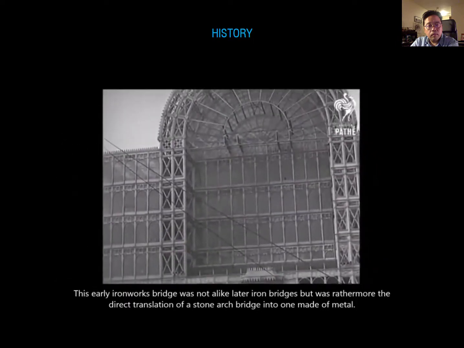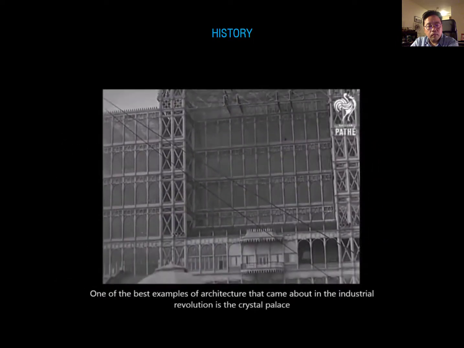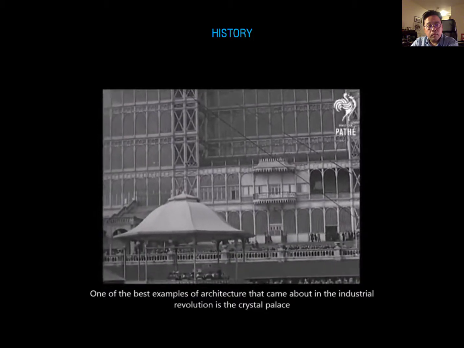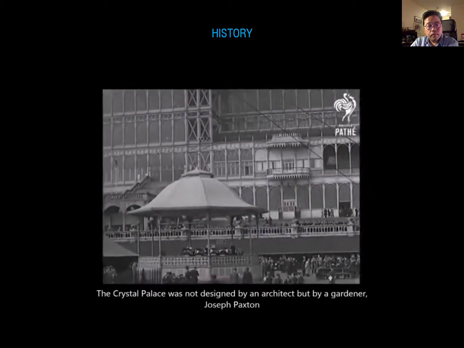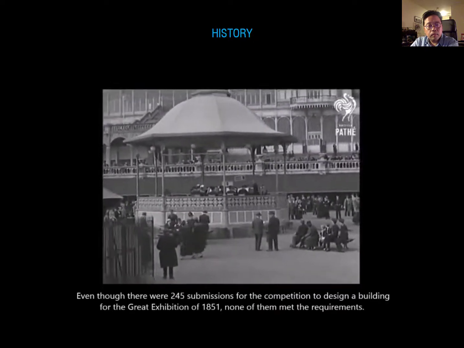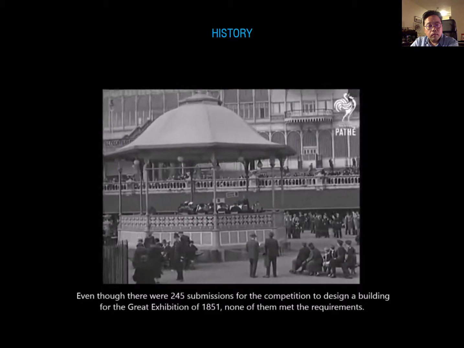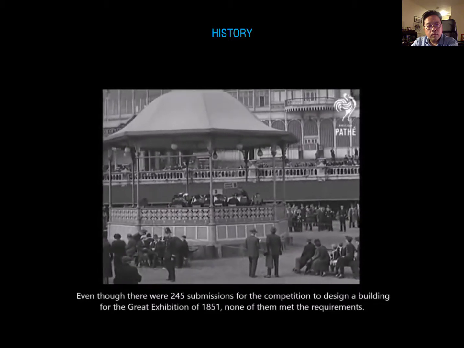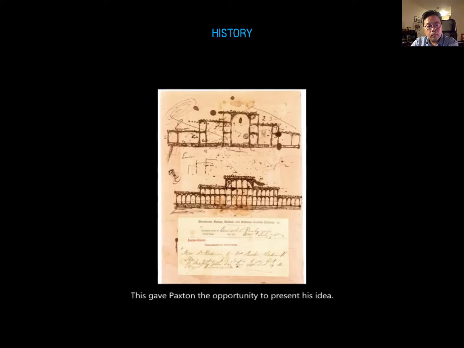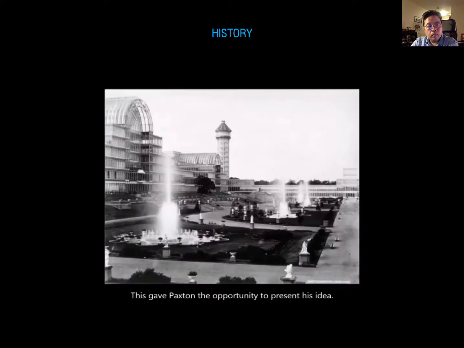One of the best examples of the architecture that came about in the Industrial Revolution is the Crystal Palace in England. The Crystal Palace was not designed by an architect but by a gardener, Joseph Paxton. Even though there were 245 submissions for the competition to design a building for the Great Exhibition of 1851, none of them met the requirements. This gave Paxton the opportunity to present his idea.